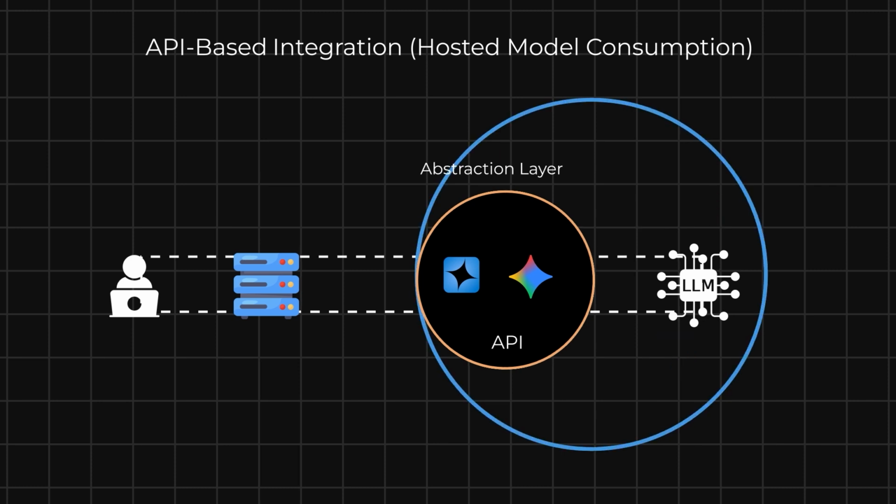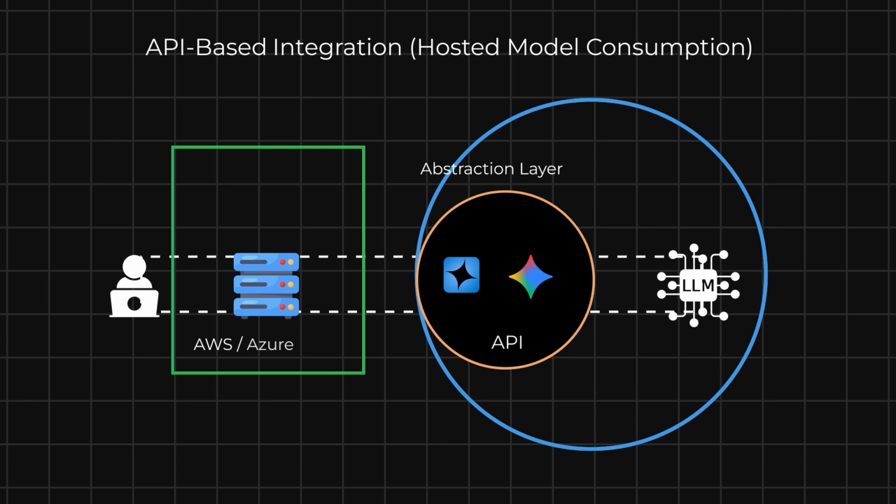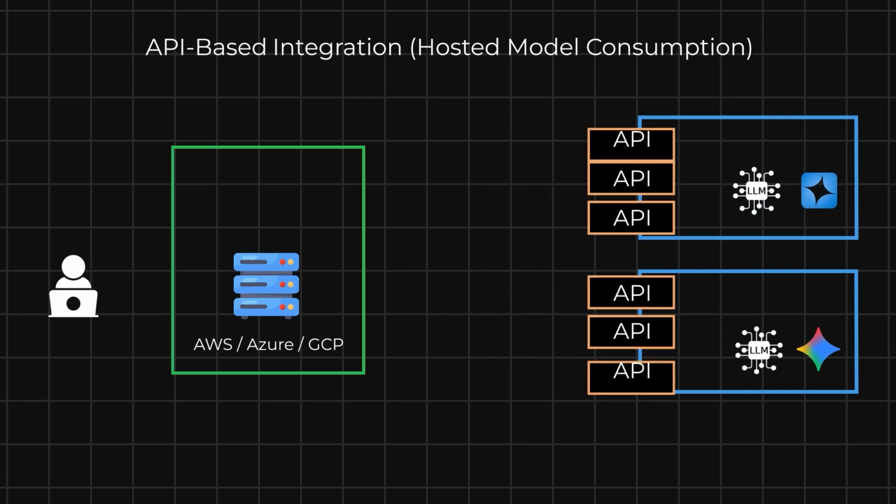Let us first consider a baseline setup in which a user accesses an application hosted on one of the cloud platforms such as AWS or Azure or GCP. This backend application or service consumes AI capabilities from these publicly available models and therefore requires an external integration.